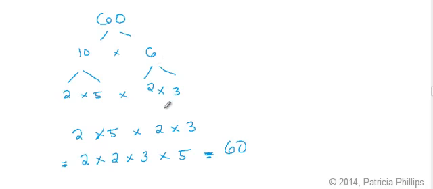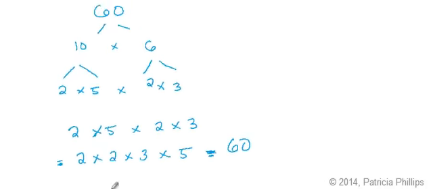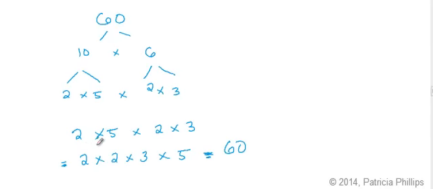Can you break any of those numbers down further? Absolutely not. These are all prime numbers. The only factors that these numbers at the bottom have are 1 and themselves. So we can simply write them out in a row on the bottom. 2 times 5 times 2 times 3. Because when you multiply them all together, you should end up with that original number.